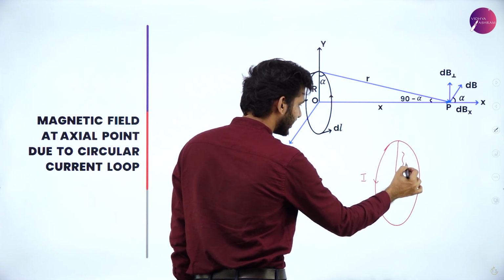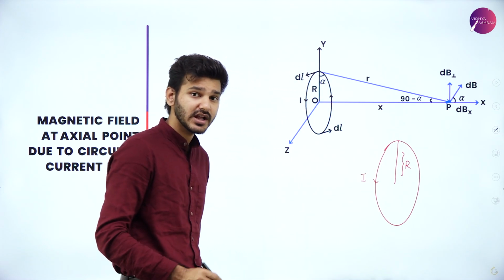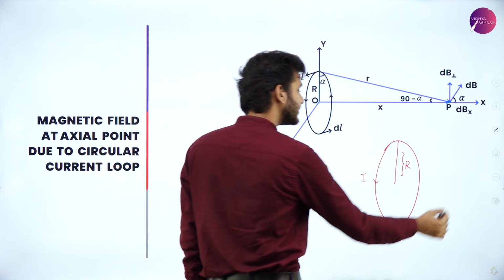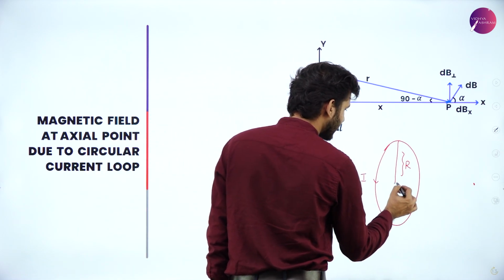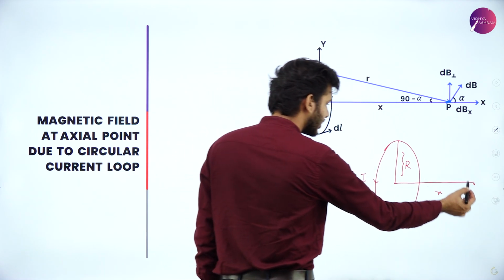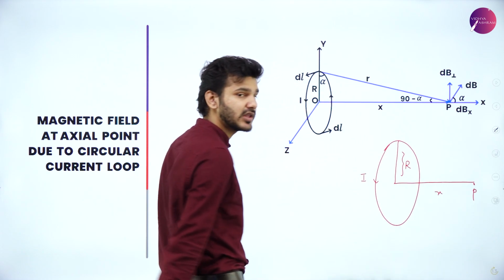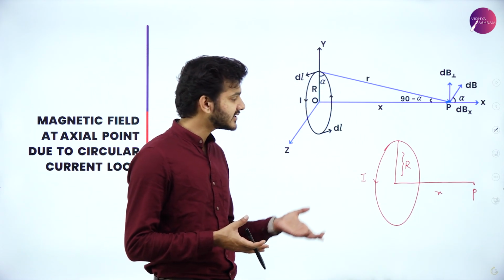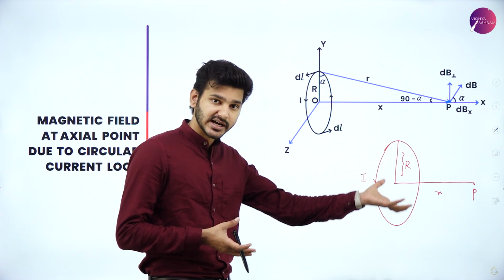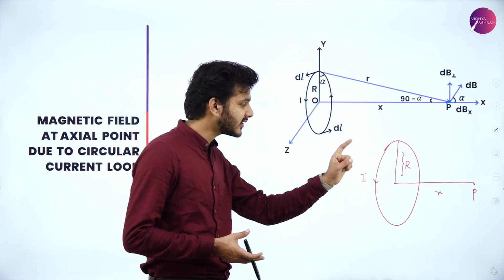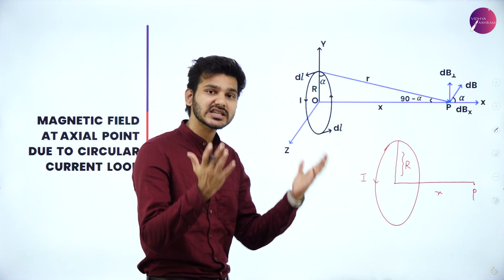So this particular radius is r. Now what we are going to find out is the magnetic field situated at this particular point, which is x distance away from the center of the circle, and let's call this particular point P. So our objective is to find out the magnetic field experienced at point P, which is x distance away from the center of the circle having a radius of r.